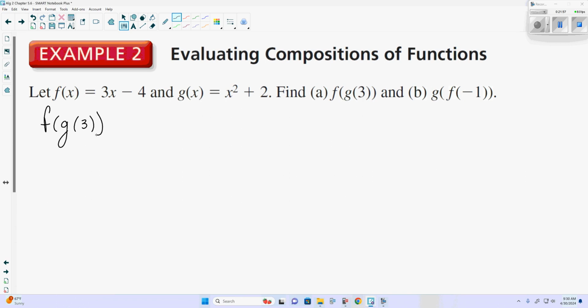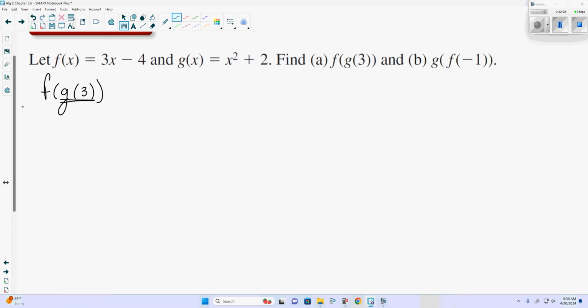Here, there's no reason to do that. We're still going to do what we've been doing. We're going to work from the inside out. And the farthest inside that we have is g of 3. Well, we don't have g of x anymore because g of x is x squared plus 2. We've replaced x with 3. So what we have is 3 squared plus 2.